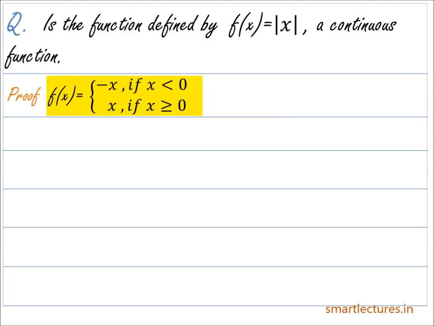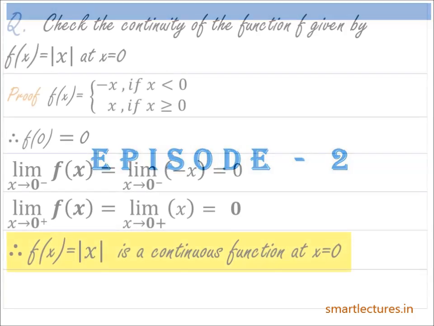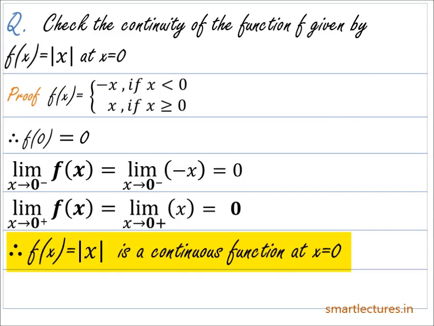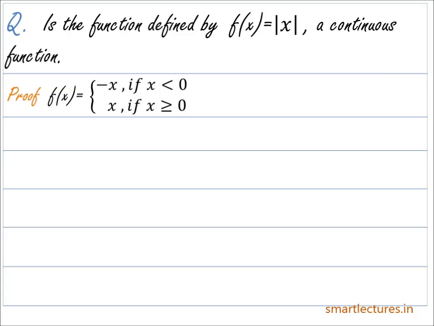And if you remember, in the earlier episode, you learned that the modulus function is continuous at x equal to 0. And now we shall prove that the modulus function is continuous at all points in its domain, or for all real numbers. Now suppose c is a real number such that c is less than 0. Now if c is less than 0, then what will be the value of f of c?